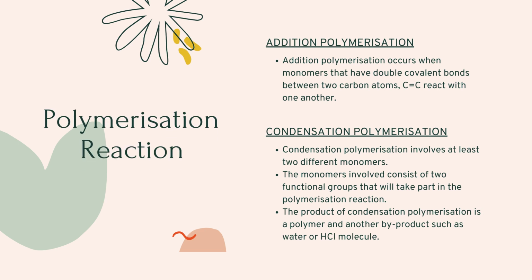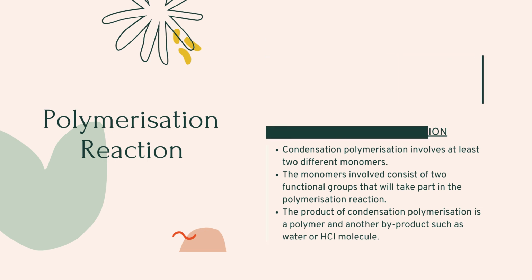There are two types of polymerization reaction, which are addition polymerization and condensation polymerization. Addition polymerization occurs when monomers that have double covalent bonds between two carbon atoms react with one another. Condensation polymerization involves at least two different monomers. The monomers involved consist of two functional groups that will take part in the polymerization reaction. The product of condensation polymerization is a polymer and another product such as water or HCl molecule.